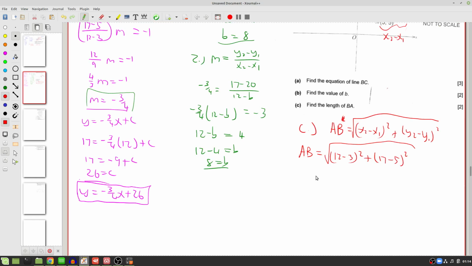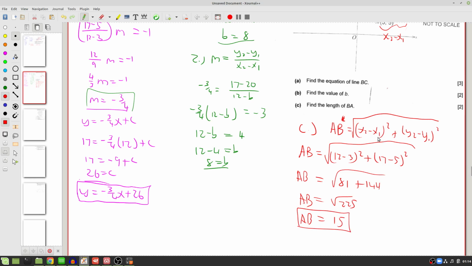Alright, so from here, I mean, you can just type in your calculator. I'm just going to work it out by hand. So 12 minus 3 is 9, 9 squared is 81, plus 17 minus 5 is 12, 12 squared is 144. Take the square root of that, so that's the square root of 225. And then finally, the square root of 225 is 15. So there we have the distance for AB.